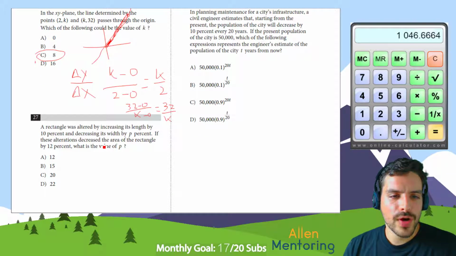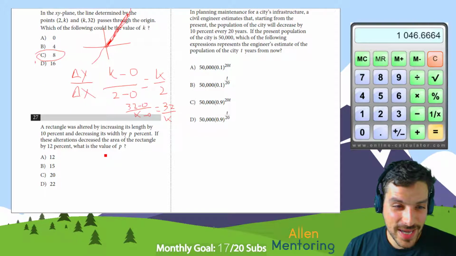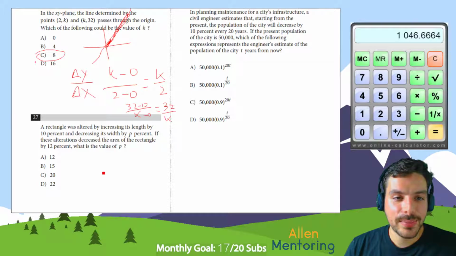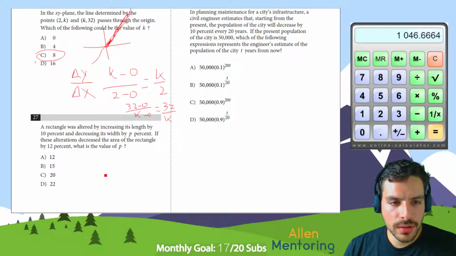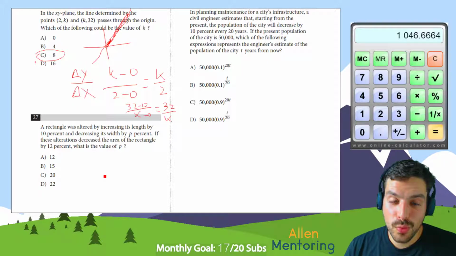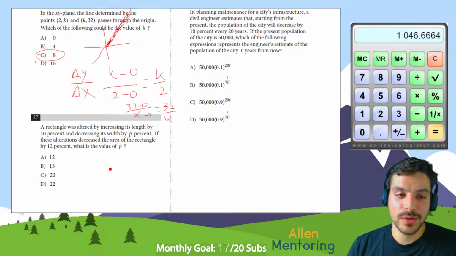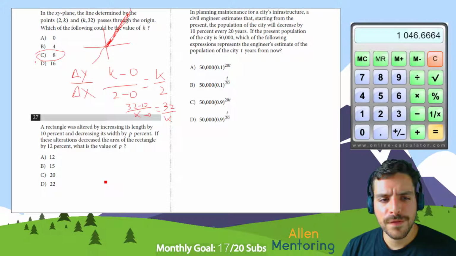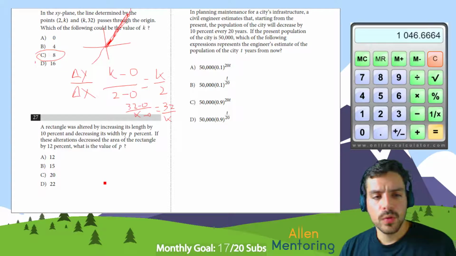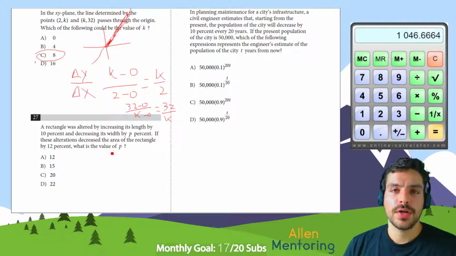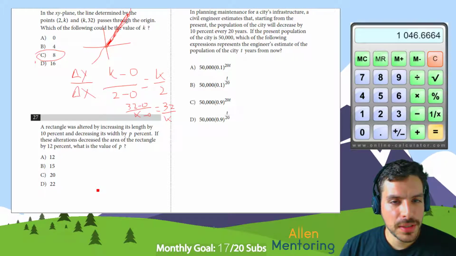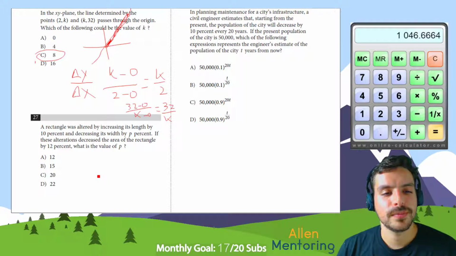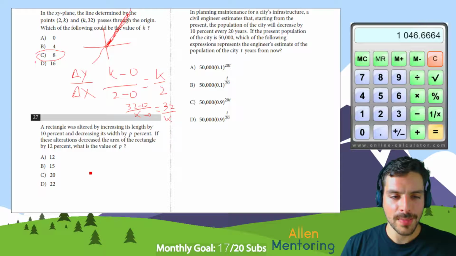27. A rectangle is altered by increasing its length by 10% and decreasing its width by p%. If these alterations decrease the area of the rectangle by 12%, what is the value of p? All right, so this is one of those problems where you can do it in a few ways. One is by choosing your own numbers. Another is algebraically. And maybe just to make things a little bit interesting, we'll try to solve this algebraically, so your teachers will be happy, and maybe this will help you for harder problems in the future.